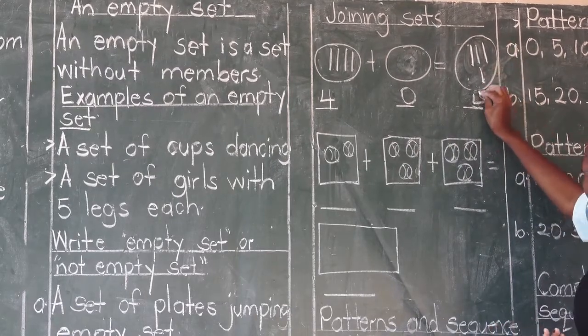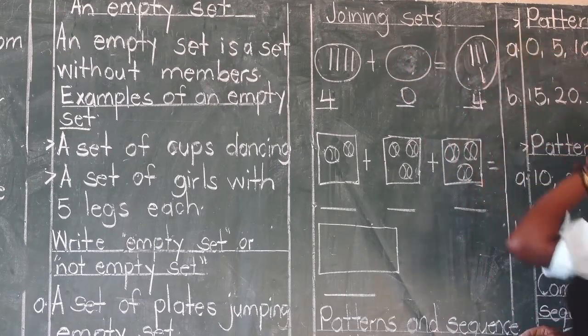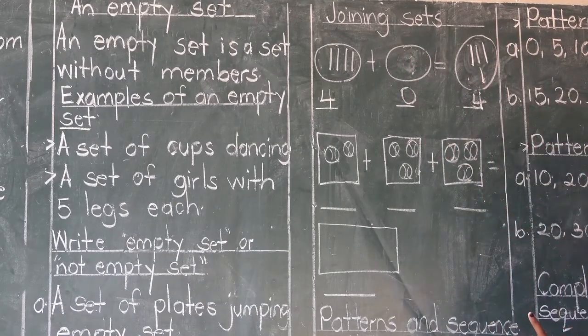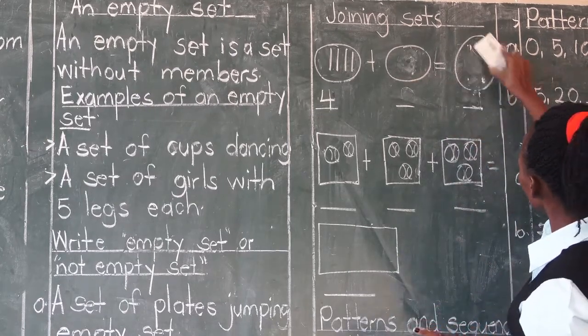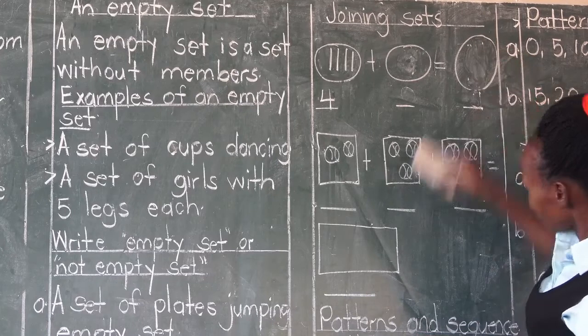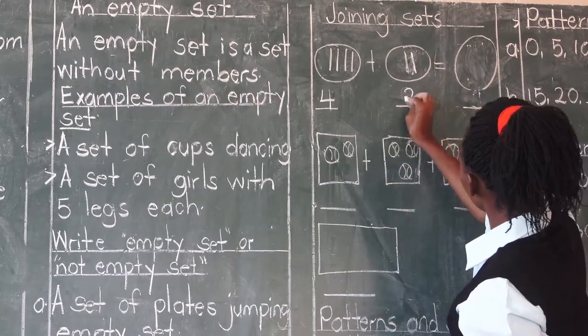Then we put our answer 4. If you've got one empty set, that's what you do. Don't put your own. Let's put back what was there. Here we had 2. When we joined them, there were 6.